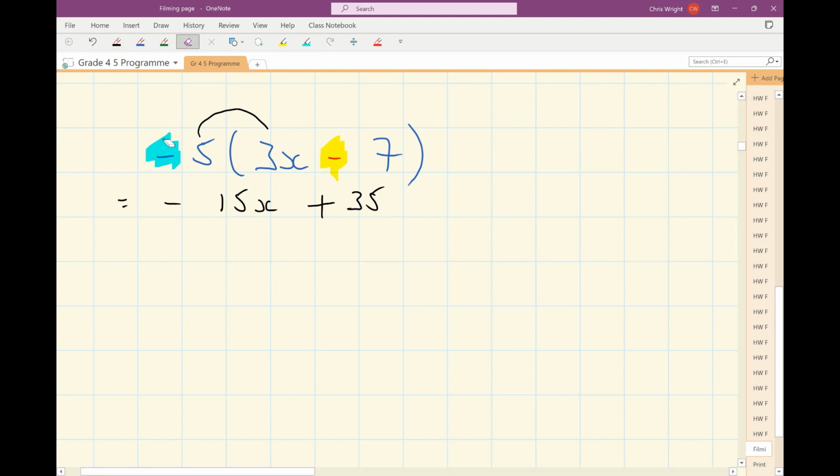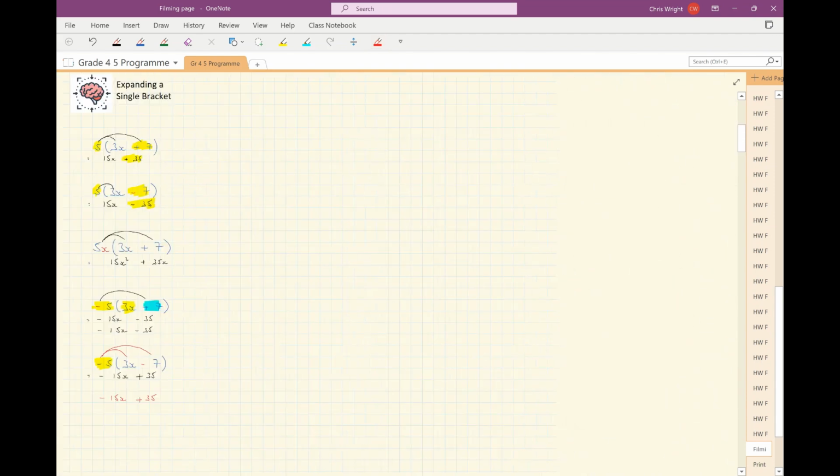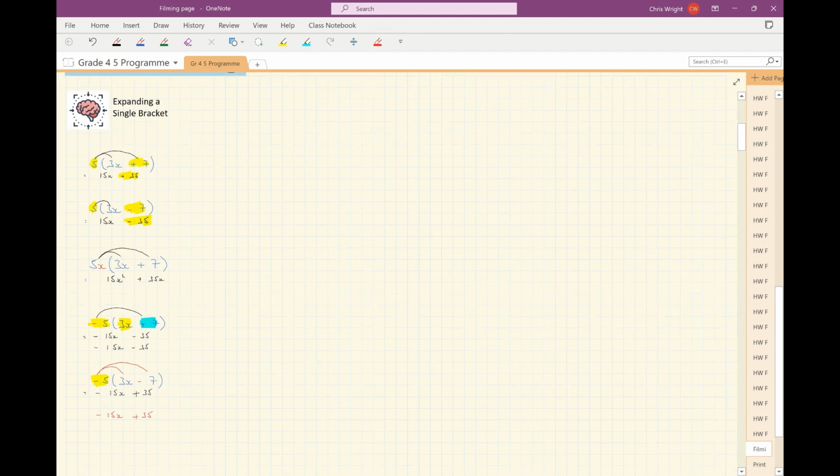Alternatively, you might like to think about it differently. And you might like to say to yourself, right, I'm multiplying the bracket by minus 5. Minus 5 times 3x is minus 15x. Minus 5 times minus 7. Minus times minus is a plus. Plus 5 sevens are 35. So there is a quick recap of multiplying out brackets, looking at a series of examples.